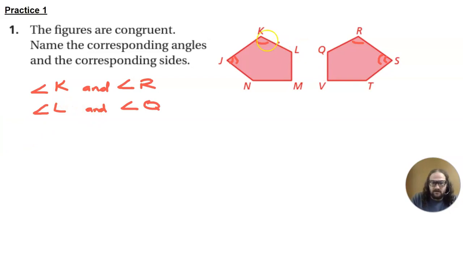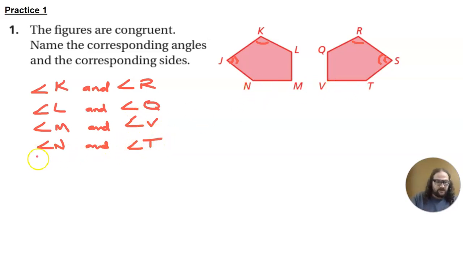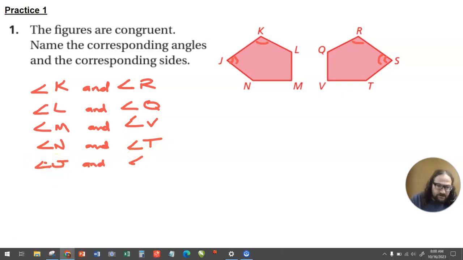But let's go in order. K, L, M. Angle M corresponds to angle V. Angle N corresponds to angle T. And angle J corresponds to angle S.